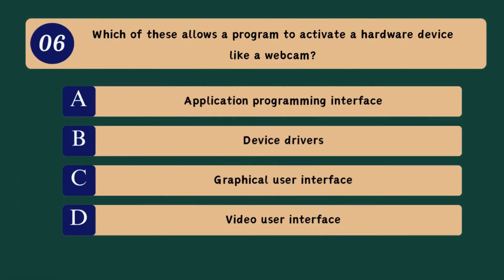Question 6. Which of these allows a program to activate a hardware device like a webcam? A. Application Programming Interface. B. Device Drivers. C. Graphical User Interface. D. Video User Interface. Correct answer. B. Device Drivers.